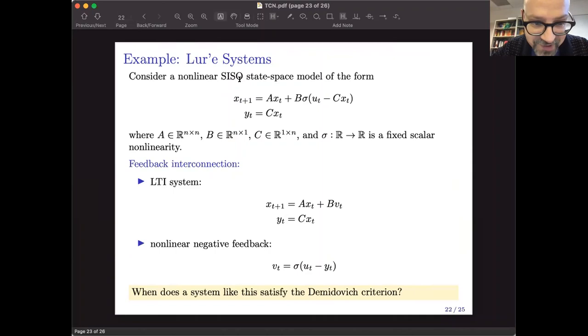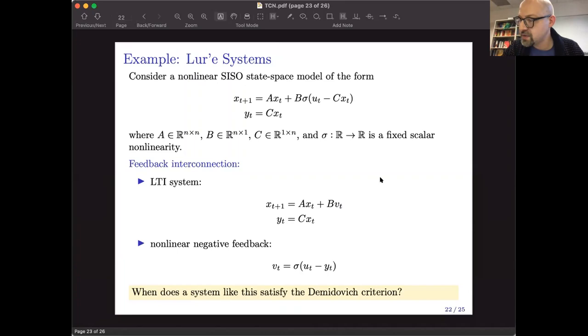So this is a single input, single output state space model of the following form. We have a state X, we have an input U, and notice here that there's a nonlinearity in the state update, right? You can think about this as an LTI system with matrices A, B, and C with nonlinear negative feedback. Here V, the input to the system, is actually a nonlinearity determined by the error, right? You can think about U as the reference input and Y as the output. These systems were studied as prototypical, simple nonlinear systems for which you could possibly establish stability.